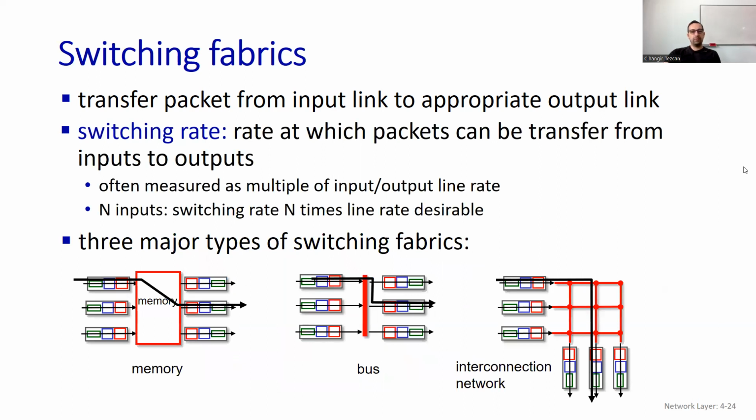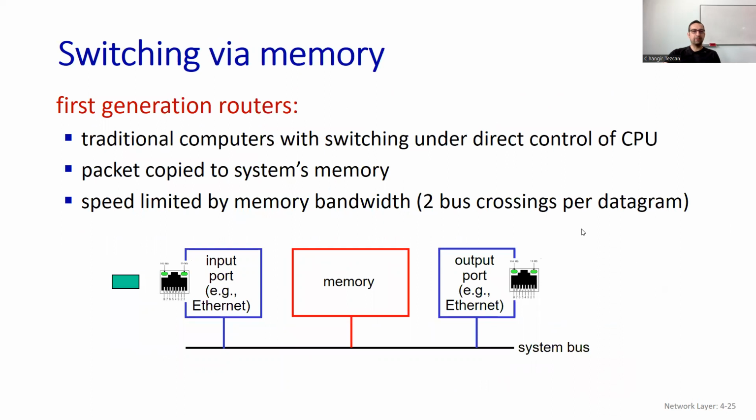Okay, so 3 major types of switching: memory, bus, and interconnection network. Let's briefly see how it is defined here. Switching via memory. This is the first generation of routers. Traditional computers with switching under direct control of the CPU, packet copied to system's memory, speed limited by memory bandwidth. So you actually send the data to memory, find it, and depending on the output, you send it out. So this is limited by your memory bandwidth, right? If you're going to ask a lot of questions of the memory, you can cause a slowdown.